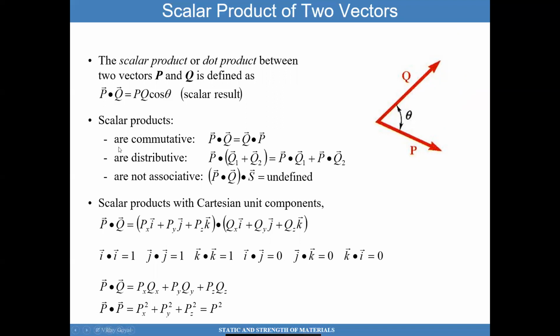Scalar products are commutative, so P dot Q is the same as Q dot P. They are distributive. So P dot (Q1 plus Q2), you can distribute the vector P to each of these Qs. They're not associative.